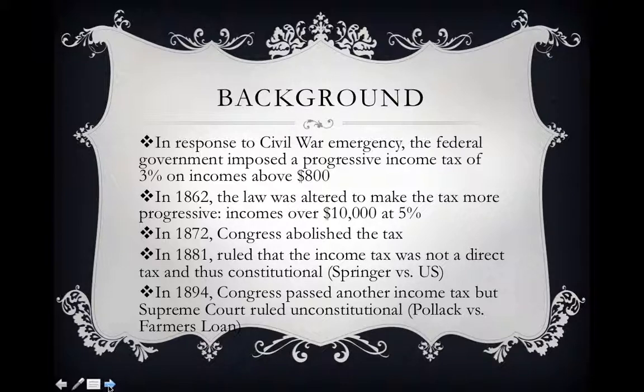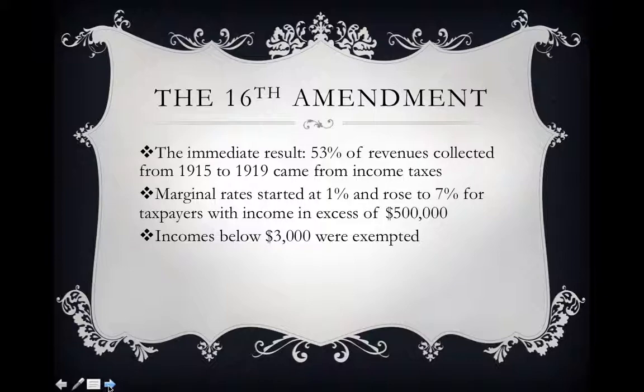Springer versus U.S. found that the income tax was not a direct tax and thus constitutional, while in Pollock versus Farmers' Loan the Supreme Court found that the income tax was a direct tax and was therefore unconstitutional. So Pollock versus Farmers' Loan is why we needed a constitutional amendment to state that it was all right for the federal government to raise revenues through income taxes. All right, so the 16th Amendment, what was the impact?